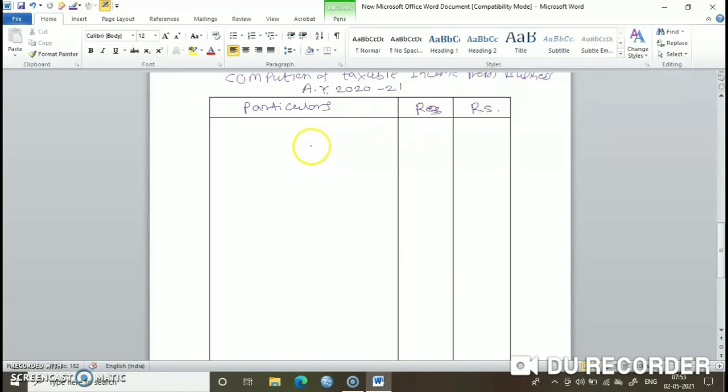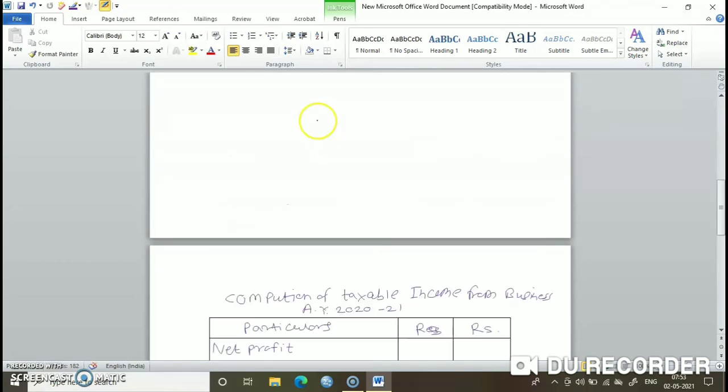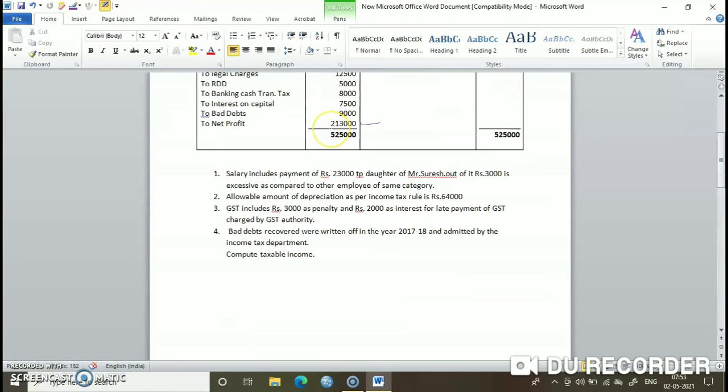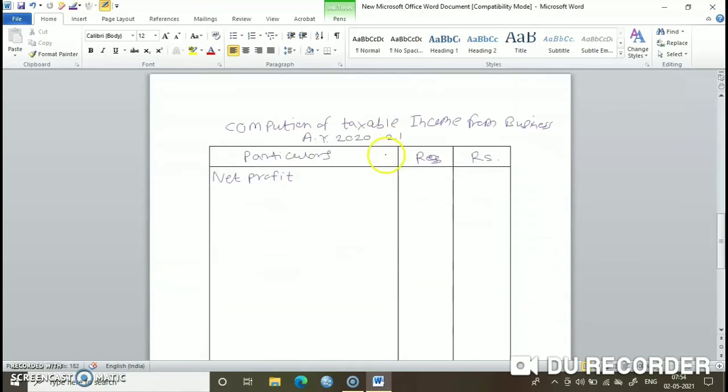While computing taxable income under business, first of all we have to consider whatever net profit is given in the profit and loss account. So net profit as per profit and loss account we are going to consider here, and in this problem the net profit of this business is 2,13,000. So we write here the net profit, that is 2,13,000. The computation of taxable income under business is only the process of rearrangement of the profit and loss account.